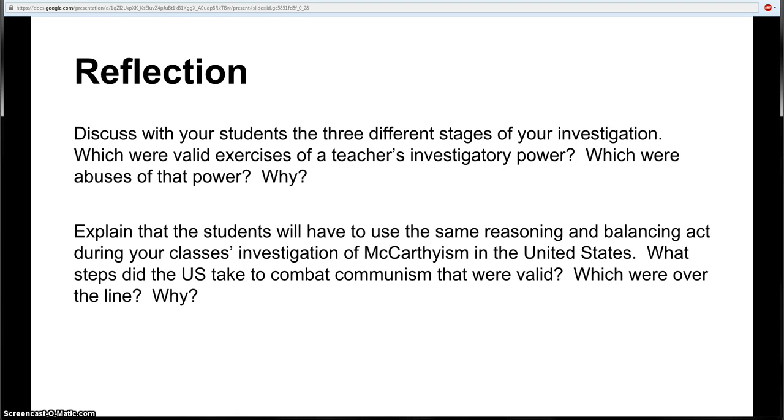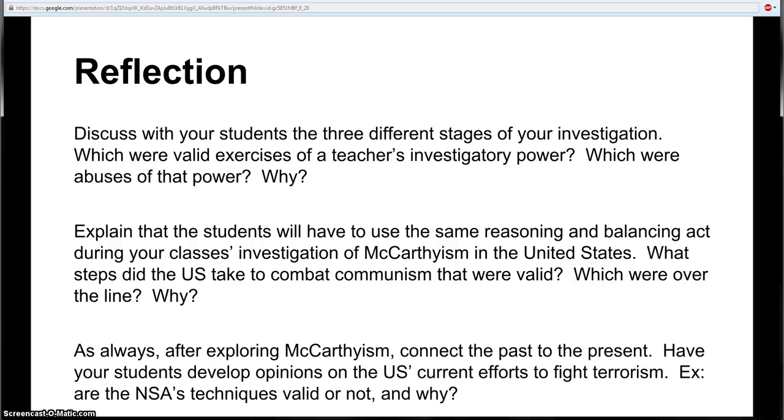Second, explain that the students will have to use the same reasoning and balancing act during your class's upcoming investigation of McCarthyism in the United States. Overall, you're going to get them to write and discuss what steps did the United States take to combat communism that were valid, which were over the line, and why.